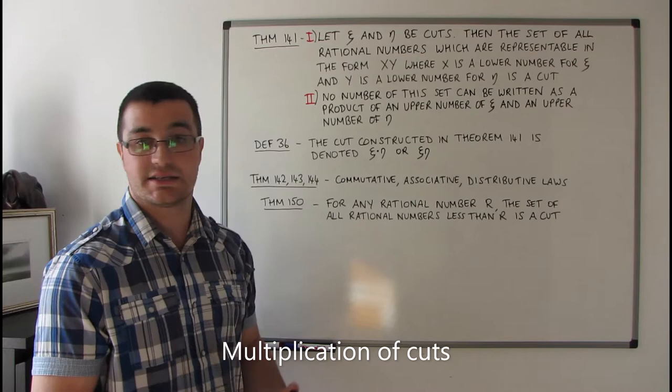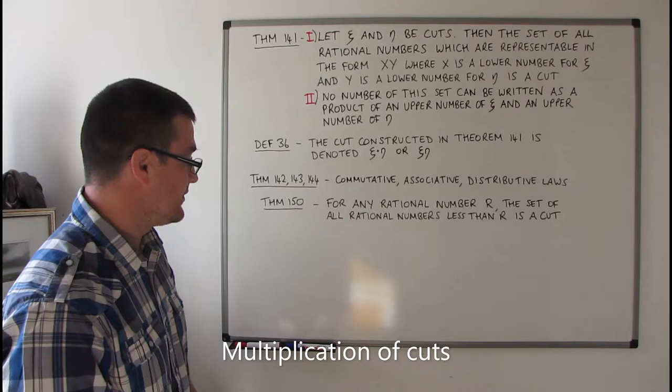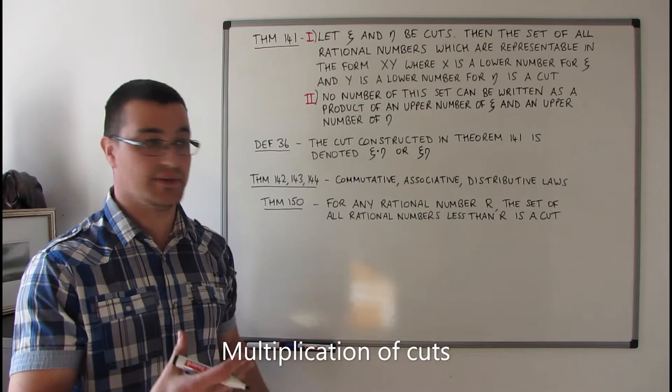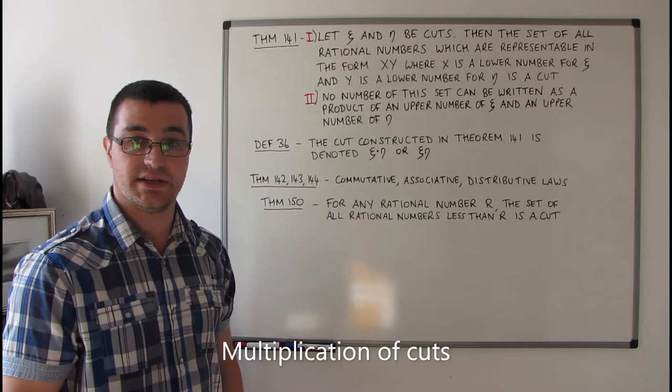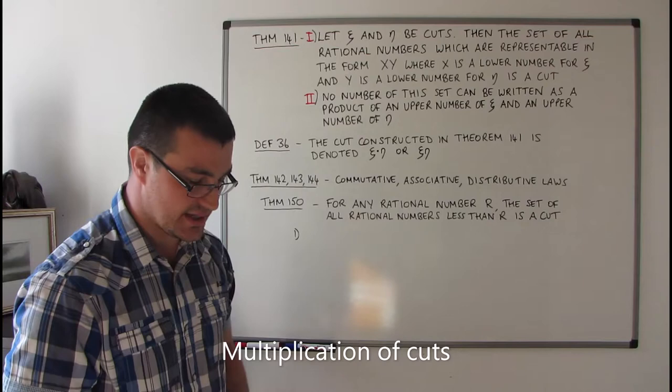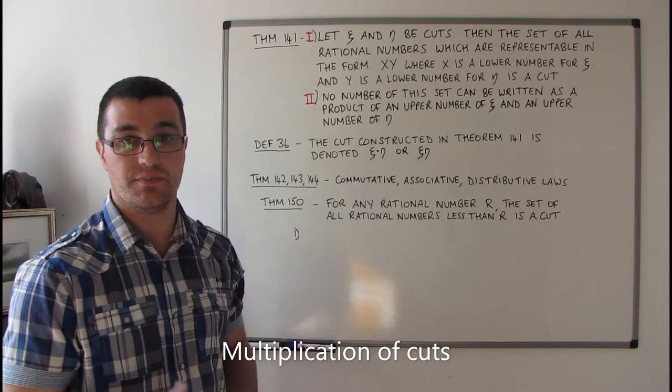So I'm going to quickly run through this. We need to prove that this set of rational numbers actually satisfies all of the conditions for it to be a cut. So let's have a look at part one. Part one is that we need to show that the set is non-empty and that there is a number that is not actually in our set.